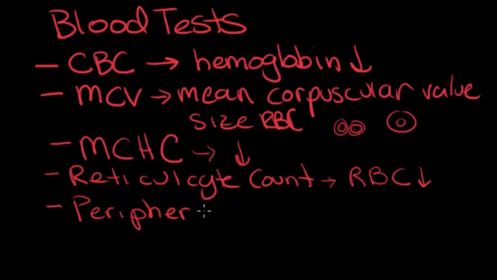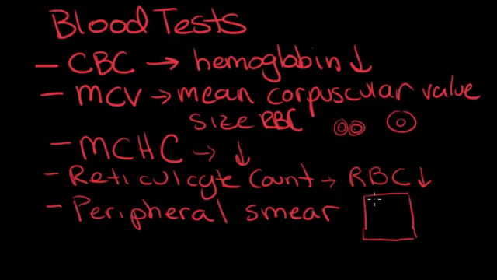Now, the next one is the peripheral smear, and that is basically what it says. Some blood is taken and smeared on a slide, and the size and shape of the blood cells are examined. And what you expect to see with iron deficiency anemia is that many of the cells are smaller, just like in the MCV value. And what you're going to see is that they're not uniform in size. They are not all the same size, unlike somebody who doesn't have iron deficiency anemia.